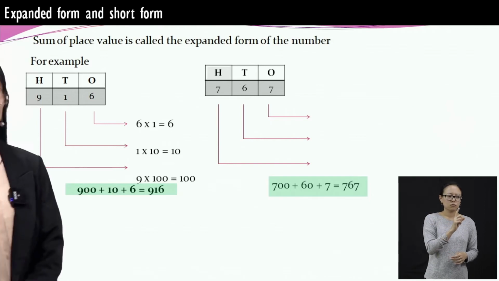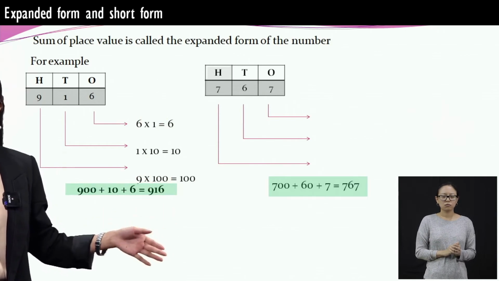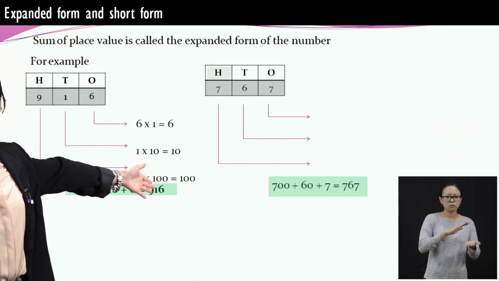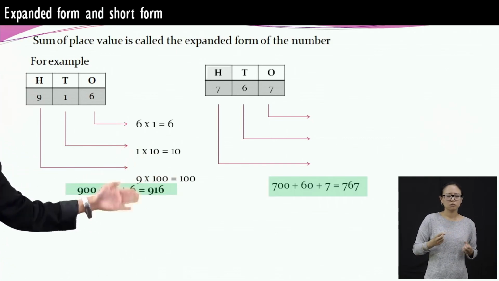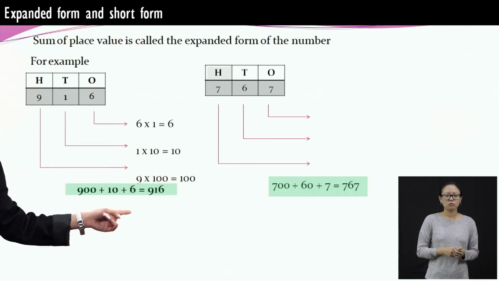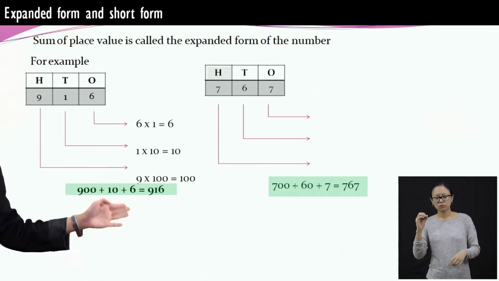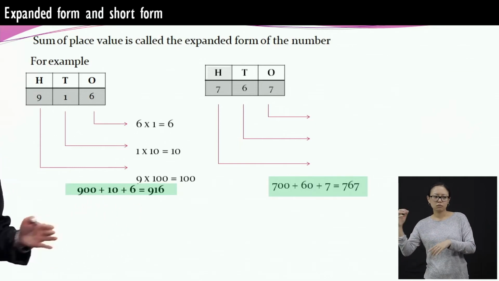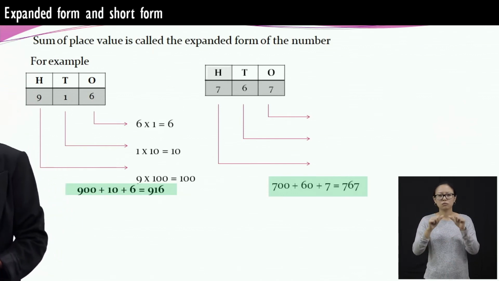So how do we write this? We will start writing from the hundreds place. Here, 9 into 100 is 900, so you start writing from 900. 900 plus 10 plus 6 is your expanded form. Okay, so let's see another example.